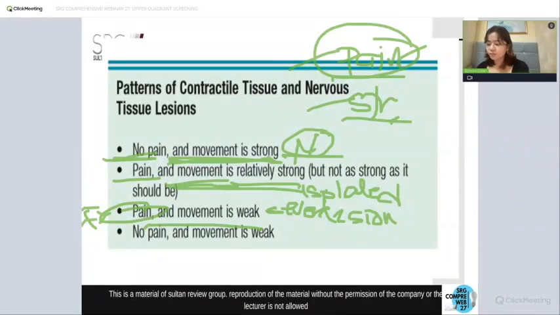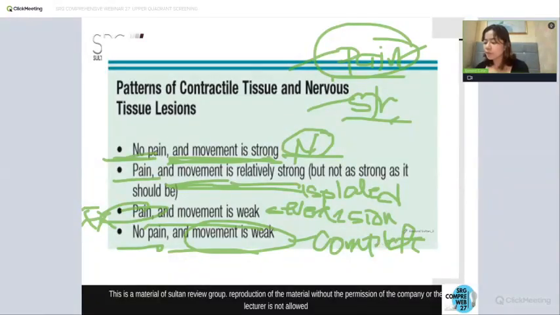And lastly, there is no pain and the movement is weak. So technically, you're not feeling any pain na po, pero the movement is very, very weak. This is very common for your complete muscle tear. So technically, there is no connection na, kaya wala kang nararamdaman na pain, okay? But the movement is really, really weak, primarily because naputol basically yung muscle ng pasyente natin, okay? So again, this one, no pain and movement is strong, that is normal. Pain, but movement is relatively strong.